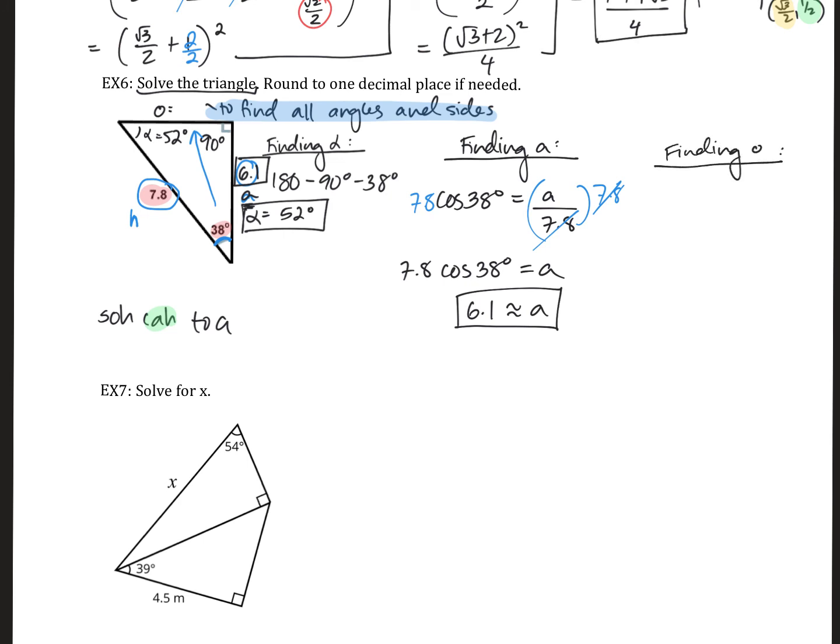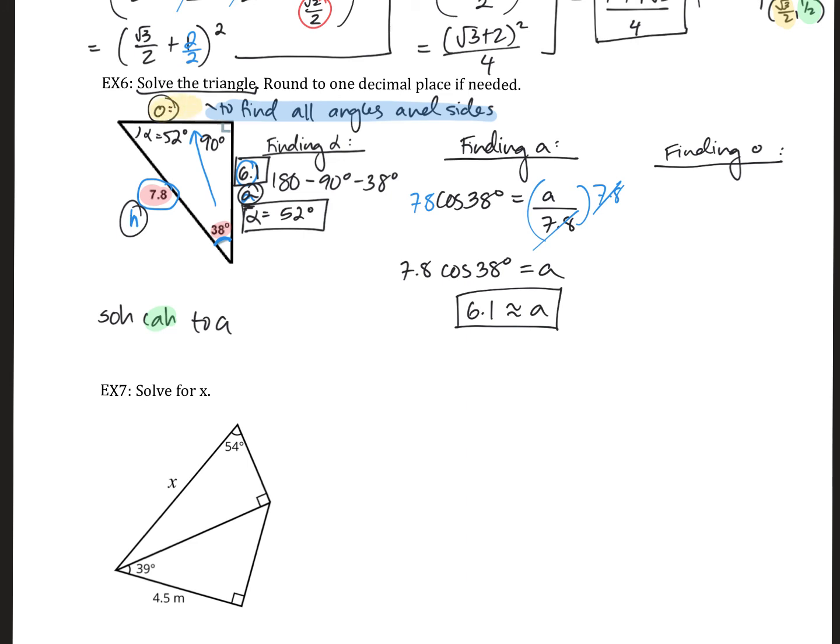So here's a way to show your work. If you just went ahead and labeled all these sides, like I did with an O, an H, and an A, then you could just leave your work like this, and you don't necessarily have to label the diagram. So the last thing to find is our opposite side.